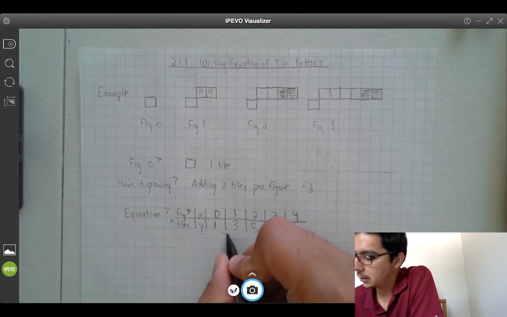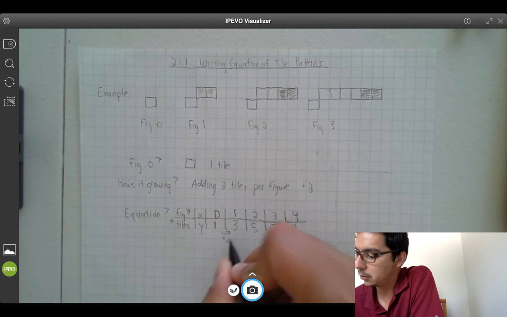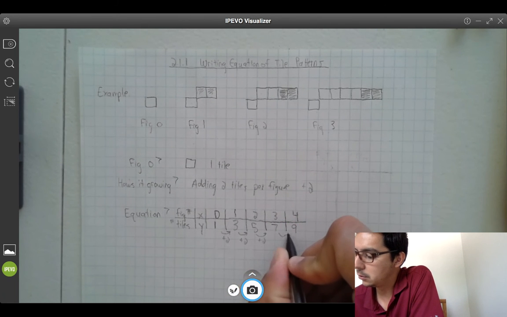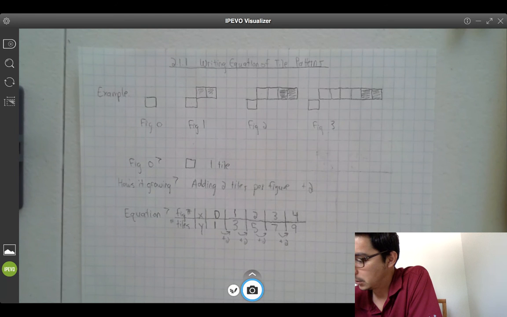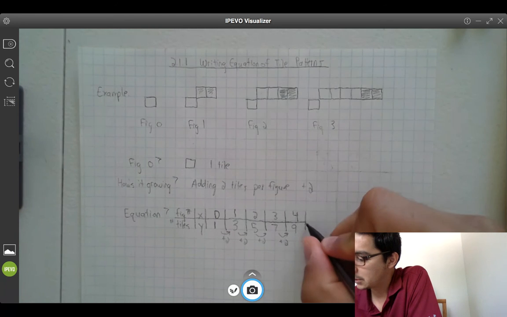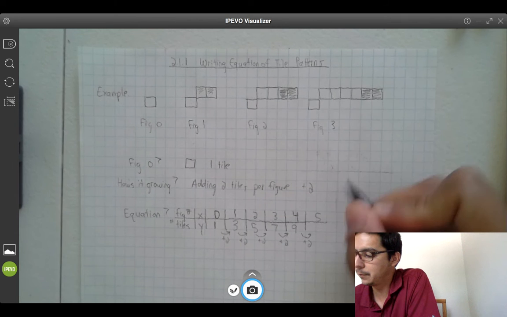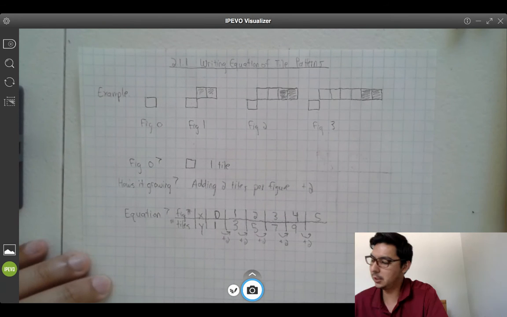Now what's the pattern here is we start at 1 and then we added 2. We added 2. We added 2. We added 2. Right? If I asked you what the 5th one would be, well, you know that you would just add 2. Right? So what's the equation here?